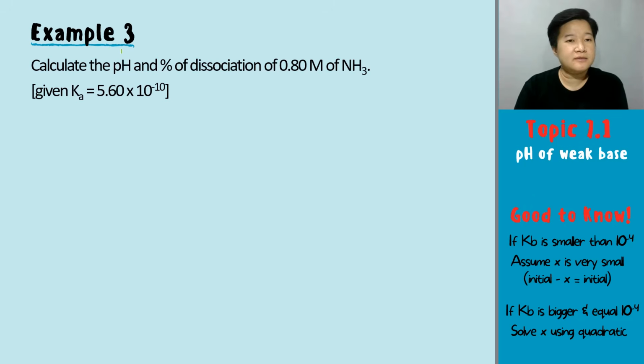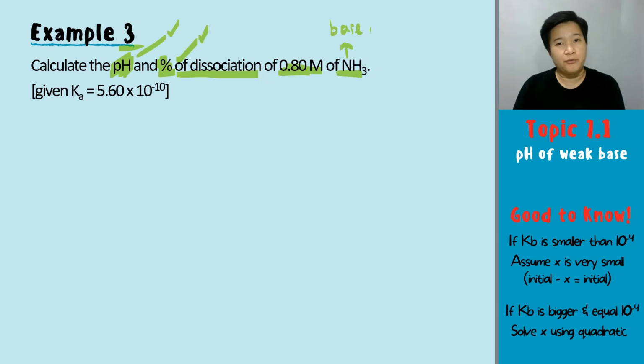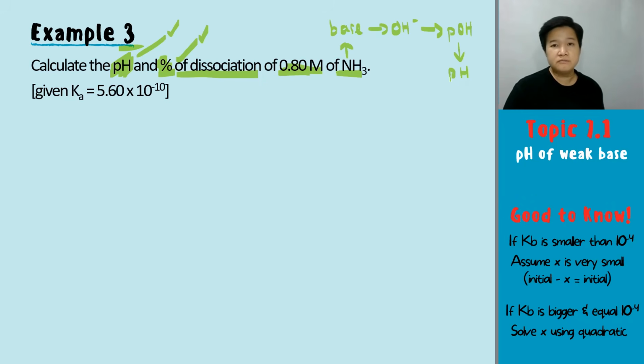Alright, let's take a look at this example. Calculate the pH and the percentage of dissociation. So we have 2 questions over here: one is the pH, one is the percentage of dissociation, of 0.8 molar of ammonia. Ammonia is a base, right? So if ammonia is a base, then you will have the OH minus. From the OH minus, you can calculate the pOH, then only can you calculate the pH. Agree with the flow? Simple.